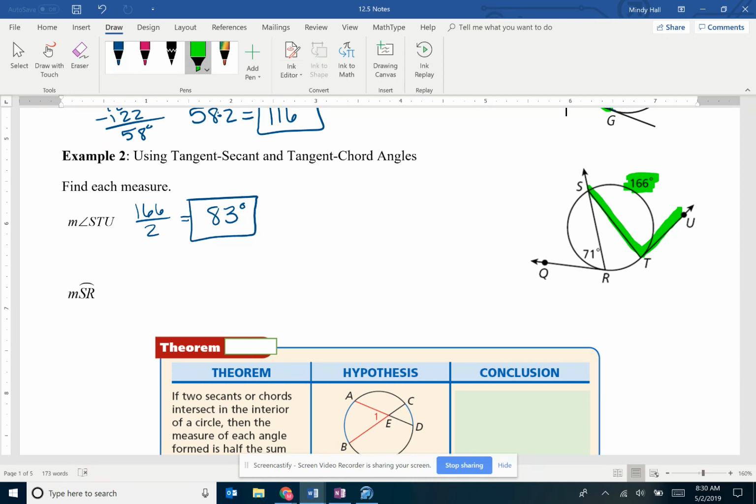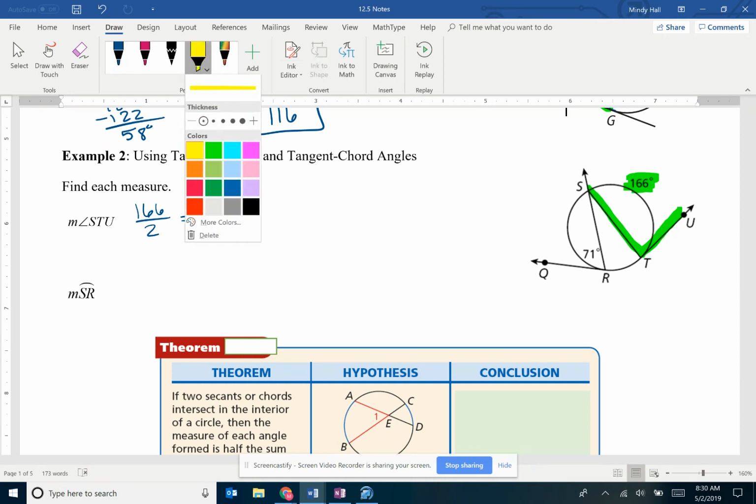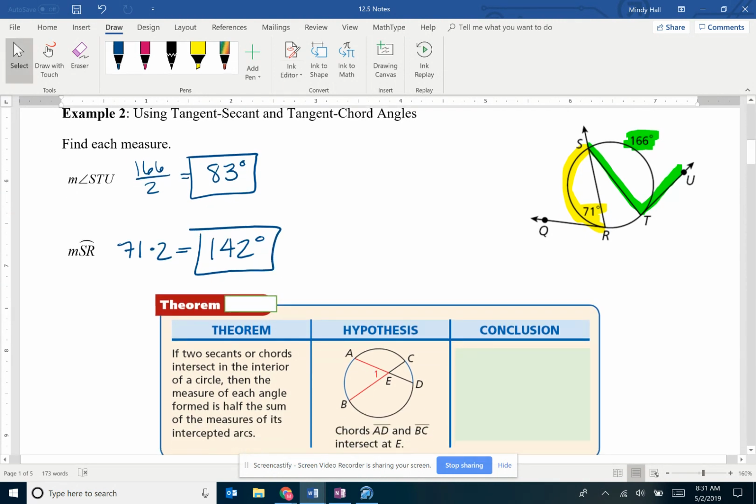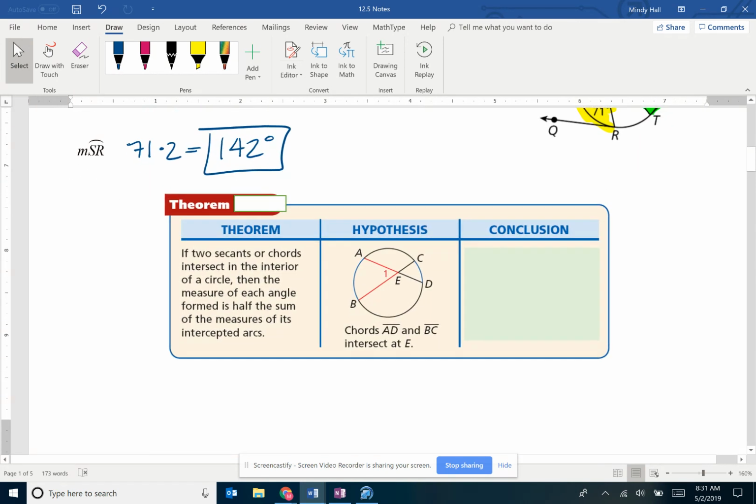So then for arc SR, that would be S to R. The nice thing with this one is we know it's the 71 degrees. So we're just going to take that and multiply it by 2. So 71 times 2 is 142 degrees. Okay, so that should hopefully be pretty straightforward. The only thing that might be strange is the pictures.